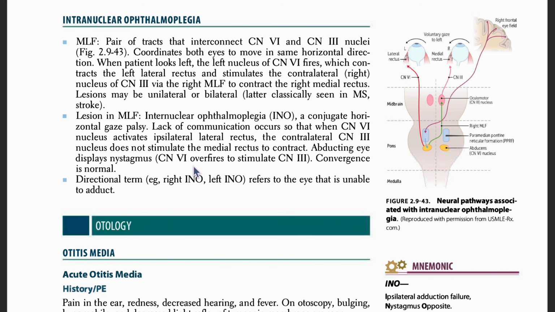Convergence is normal. So if both are going inwards, it's going to work because that's not through MLF, it's through a different path. Okay.